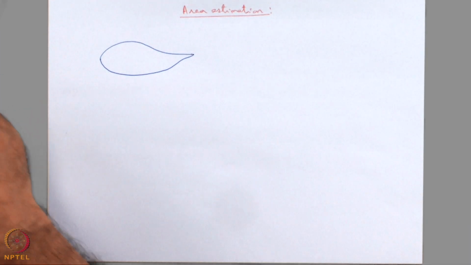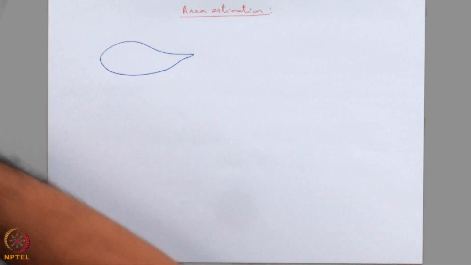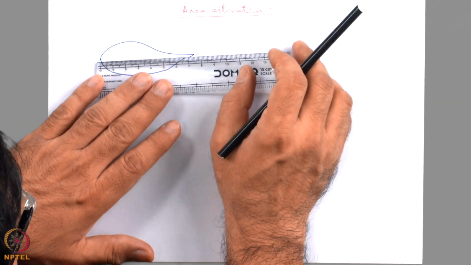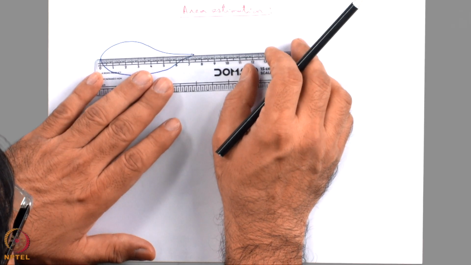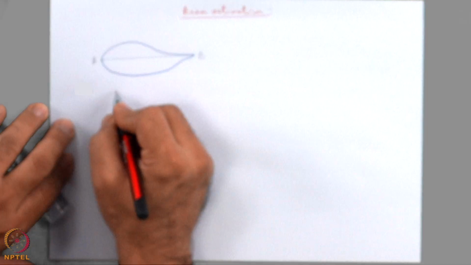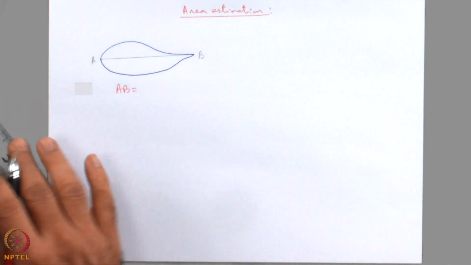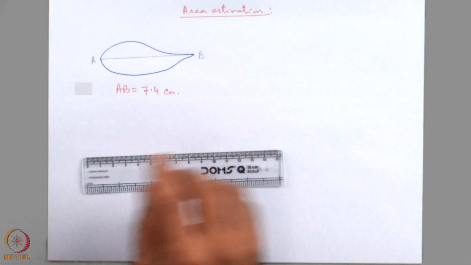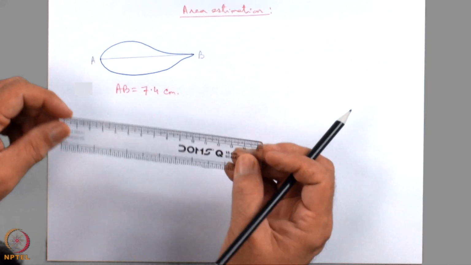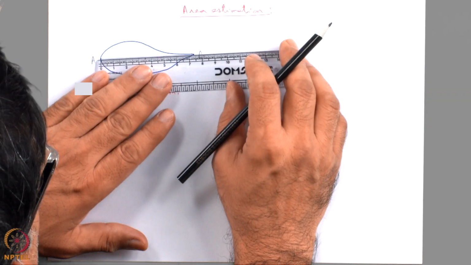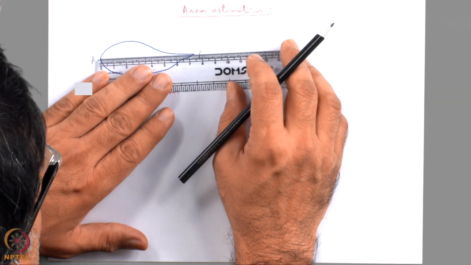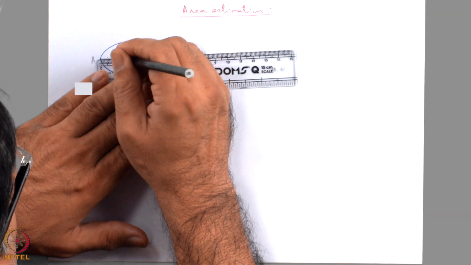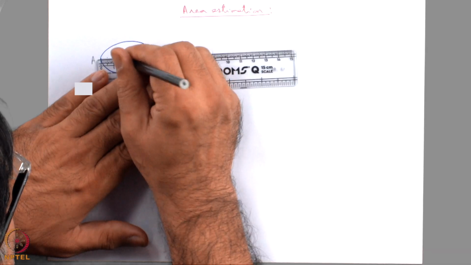Consider this irregular geometry, and suppose I have to find out the area. I have to draw a line AB inside it, which need not be a horizontal line. The AB line length is equal to 7.4 centimeter. I am now going to divide AB into shorter lines of equal lengths. To do that, I take the 0.5 centimeter interval and choose several points on the line AB.